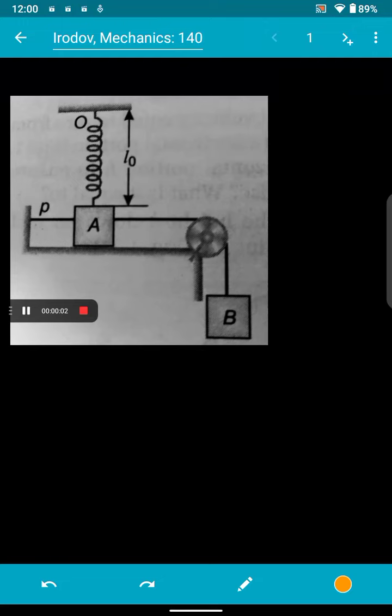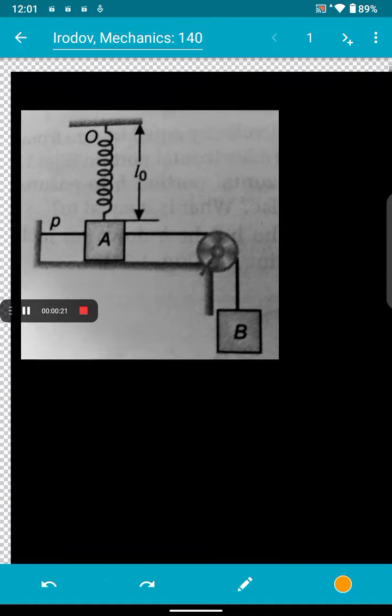So hello everyone, in this video we will solve a problem from I.E. Irodov. You can see the diagram over here. I have not given the problem statement here. The statement basically states that we have a setup like this, the two blocks A and B.